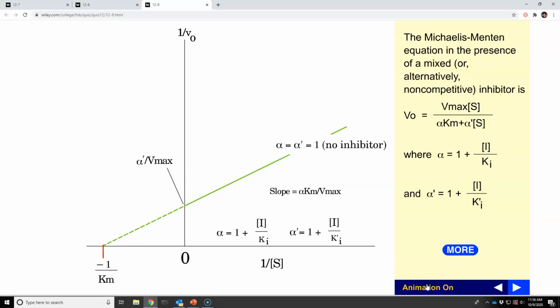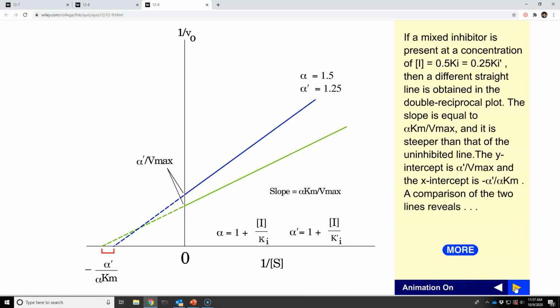So again, here's our plot of our enzyme catalyzed reaction where alpha equals alpha primed and they both are equal to 1 and there's no inhibitor. We solve for the Vmax by looking at the y-intercept. We use the x-intercept to solve for Km.